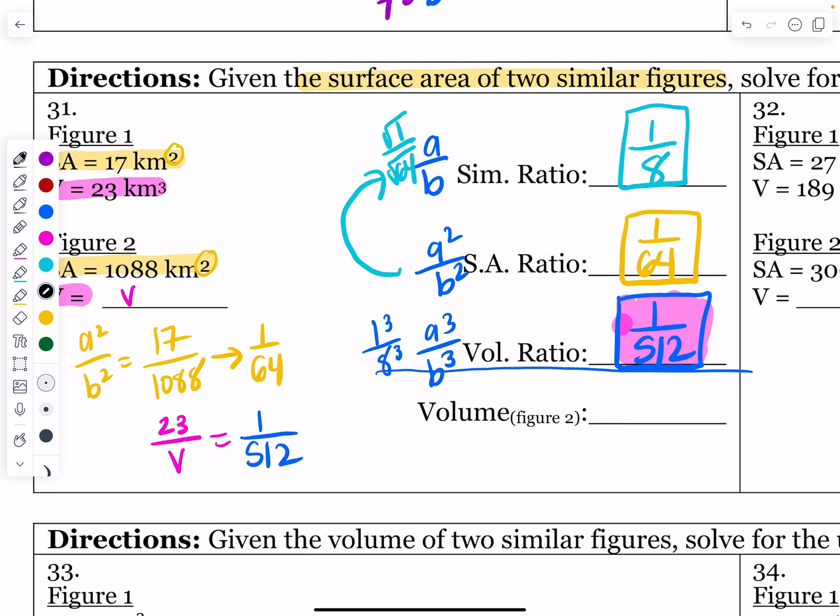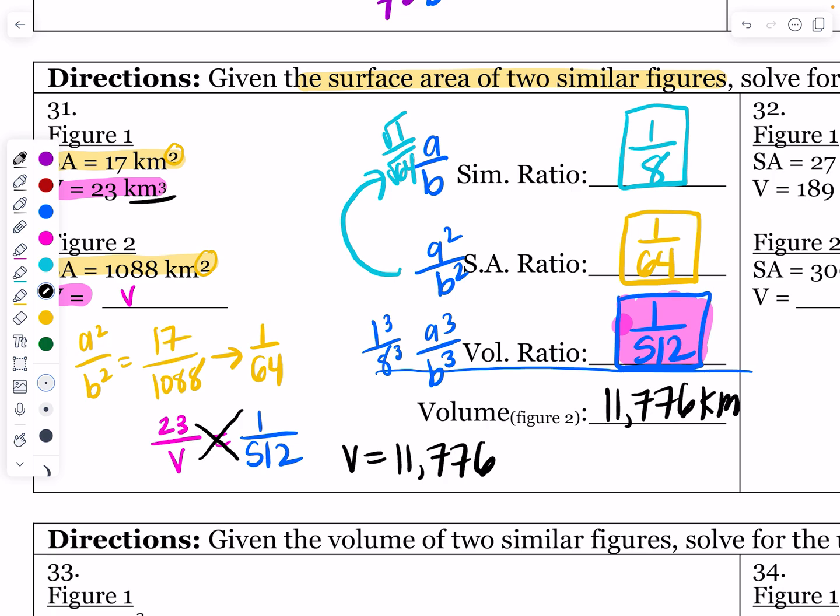And so what I'm going to do is I'm going to cross multiply. So that is going to be 1 times V is V, 512 times 23 is going to give me 11,776. What are my units? km cubed. So 11,776 kilometers cubed. That's my volume. So I was able to use this ratio in order to solve for missing volume.